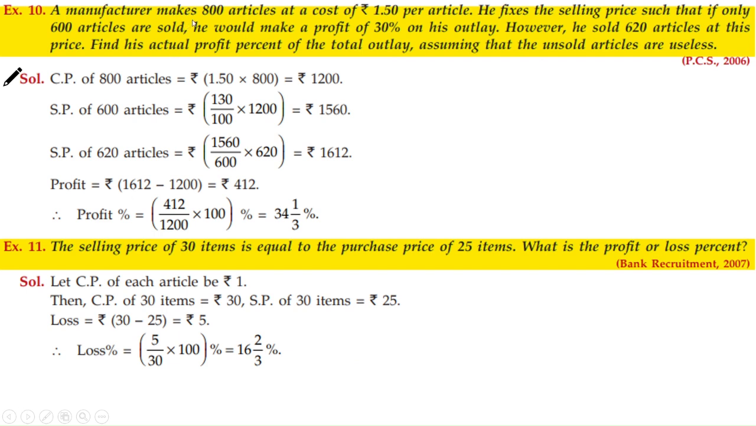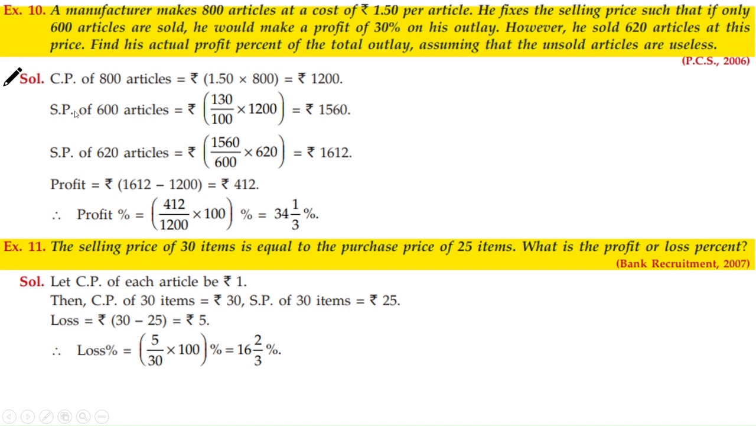A manufacturer makes 800 articles at a cost of rupees 1.50 per article. He fixes the selling price such that if only 600 articles are sold, he would make a profit of 30% on his outlay. However, he sold 620 articles at this price. Find his actual profit percent of the total outlay, assuming that the unsold articles are worthless.